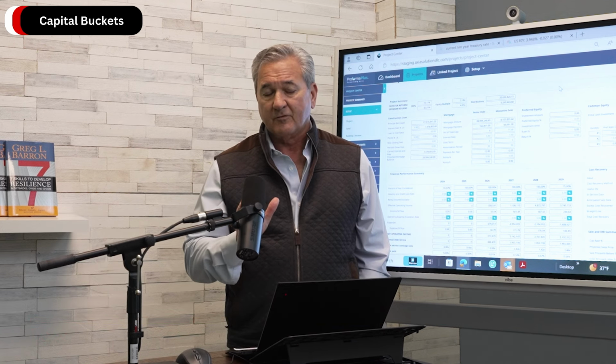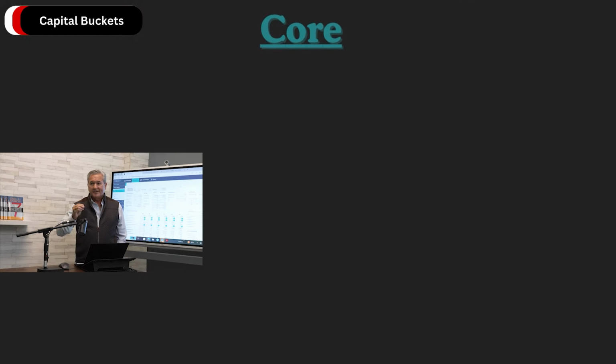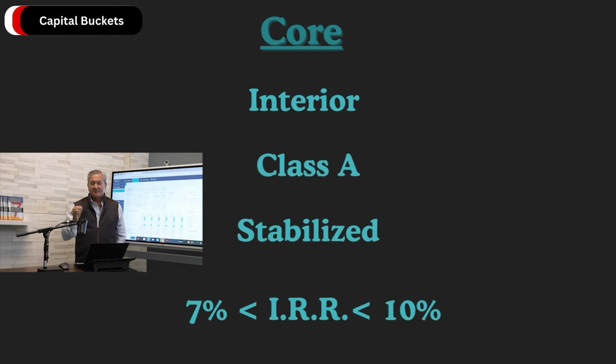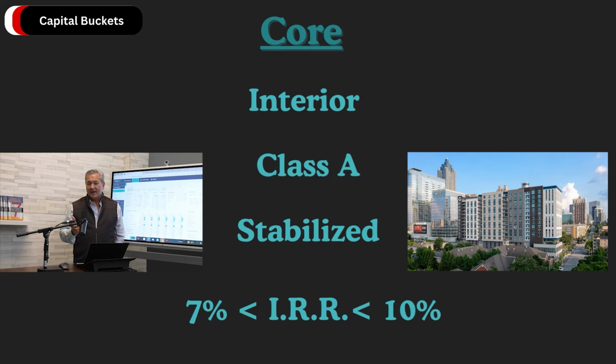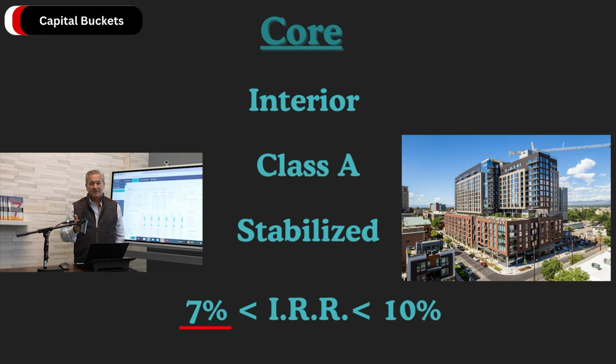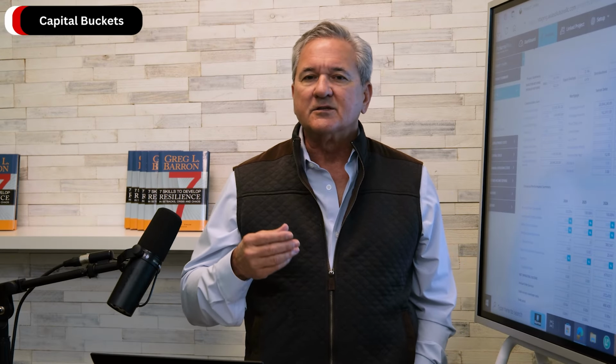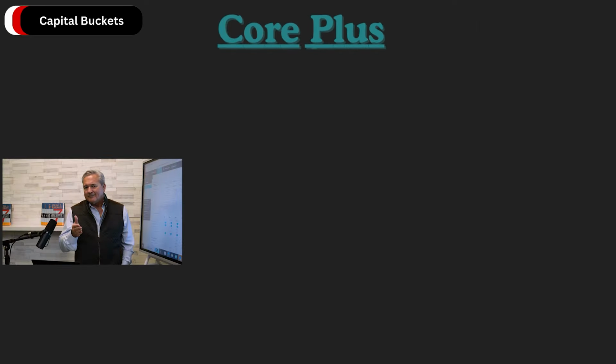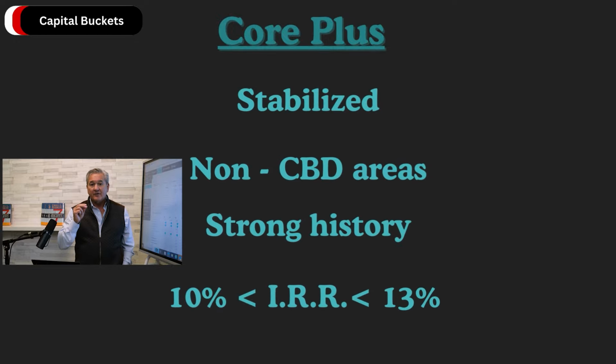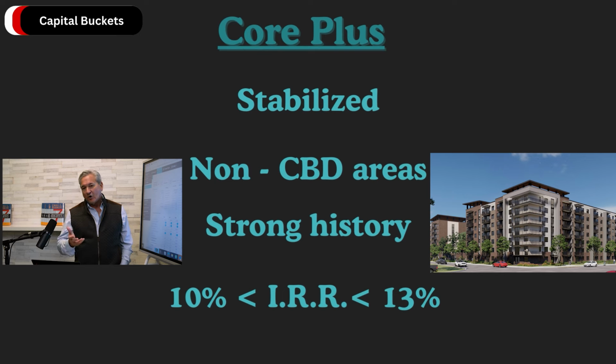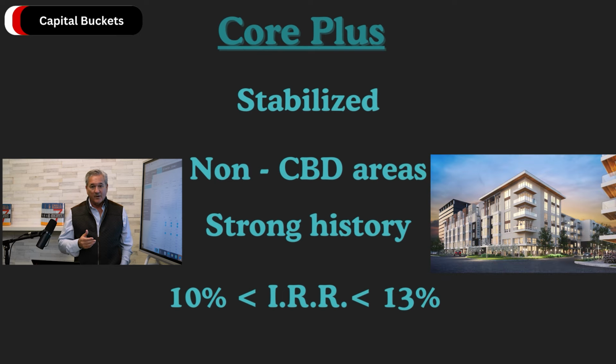Now let's take multifamily for example. If it's an interior CBD project, Class A, fully stabilized, you would normally expect an internal rate of return no less than 7% and typically no greater than 10%. The second asset is the core plus in this capital bucket exercise. Typically these aren't in the CBD areas, but they're very strong class of asset, usually fully stabilized with a lot of history to it, and normally you can anticipate somewhere between a 10 and a 13% internal rate of return.